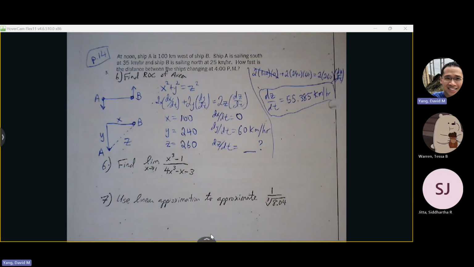Does it matter which side you label X and Y? No. That's it. As long as you're consistent with your variables within your problem.